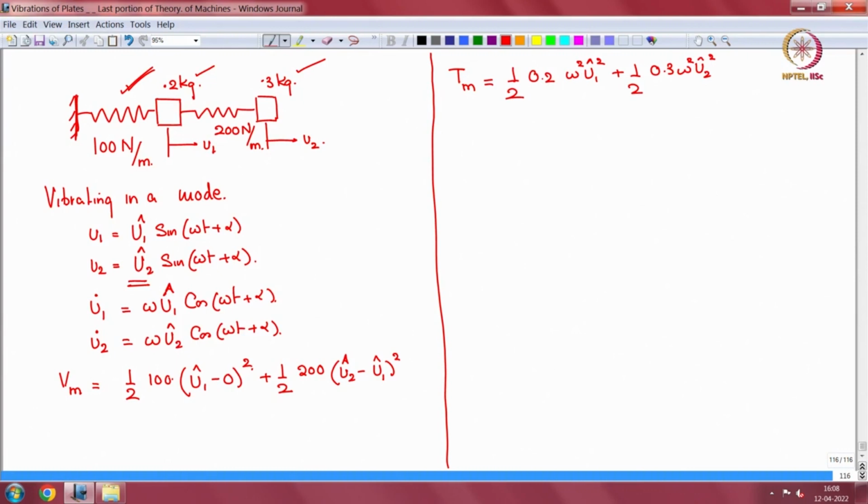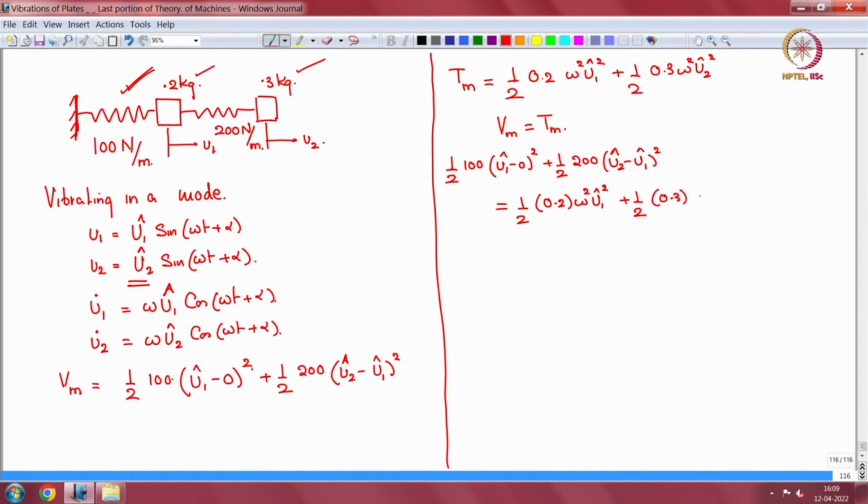Okay. So now if we say that the conservative system vibrates such that the maximum potential energy is equal to the maximum kinetic energy, what we get is 1/2 into 100 into u1 hat minus 0 squared plus 1/2 into 200 into u2 hat minus u1 hat squared, that is equal to 1/2 into 0.2 omega square u1 hat squared plus 1/2 into 0.3 omega square u2 hat squared.